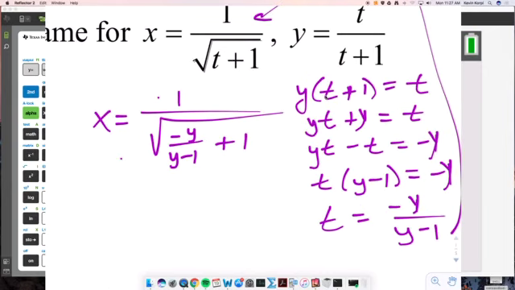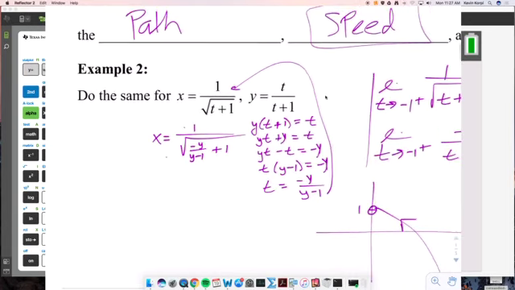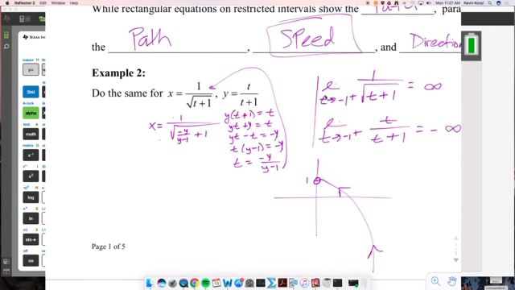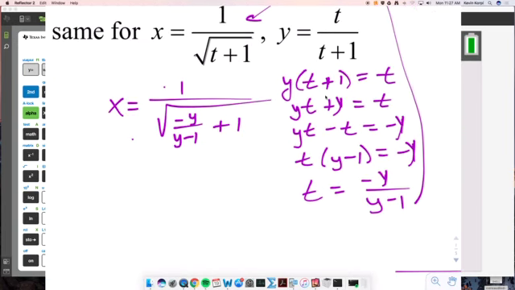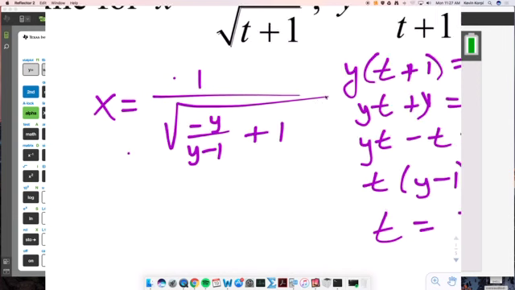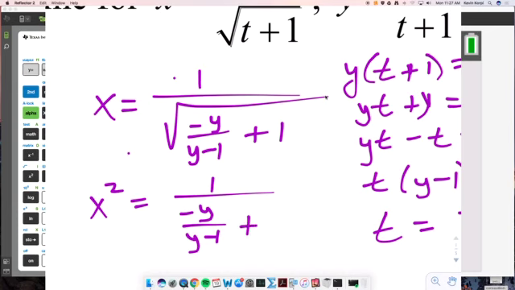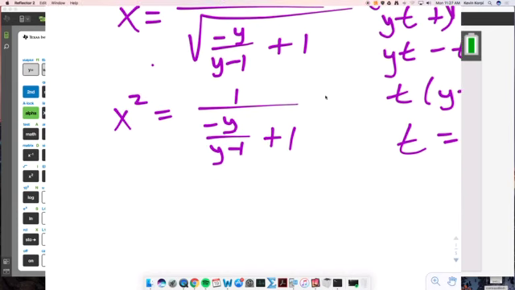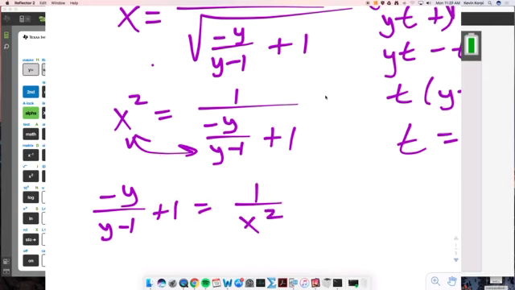You weren't wrong. It's actually working, right? Now, in this case, because it looked like the path of this one is a function of x, this one might be worth trying to solve for y. Okay, so let's not give up yet. Let's square both sides. So we get x squared, and then 1 squared is 1, and we square the bottom, and we get the radicand. And now, if I multiply, these two can switch places. So -y over y minus 1 plus 1 equals 1 over x squared.